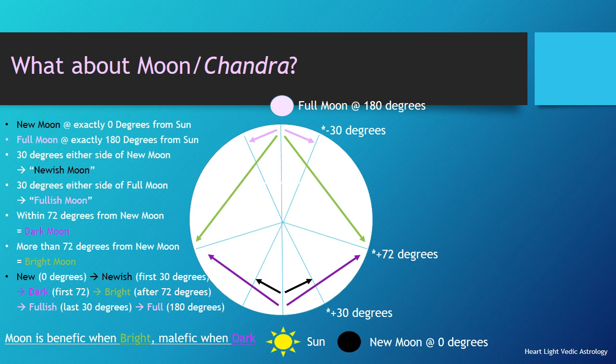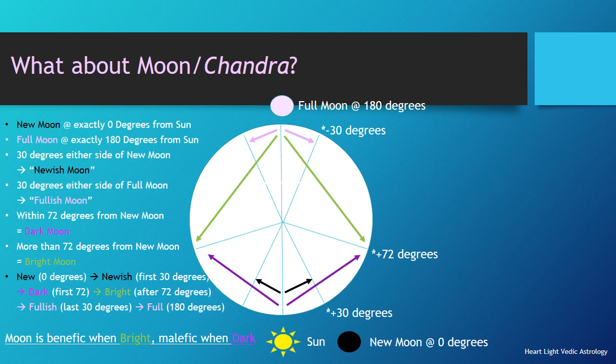Okay, so it goes new, newish, dark, bright, fullish, full. So what does that mean? I had to tell you all this because the moon is benefic when it's bright, so that means when it's more than 72 degrees away from the sun. It's malefic when it's dark, so if it's within 72 degrees of the sun. Got it? So that 72 degrees point is the marker.